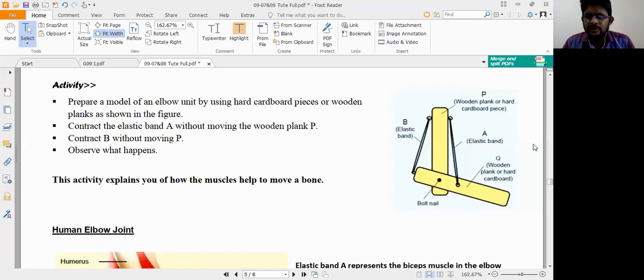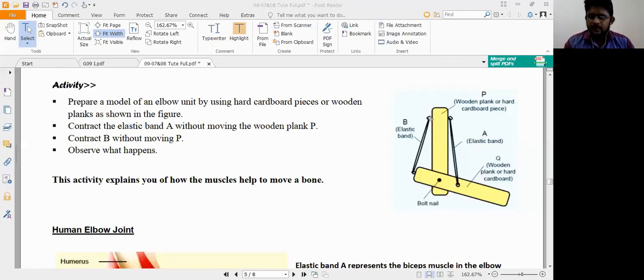Here there are two wooden planks, two wooden rods connected together. They are connected in an L shape. You see the bolt nail, that is not a fixed nail, it is a bolt nail, so that they can move, sliding on one another. It's connected, and you see P and Q are the wooden planks that we have taken.